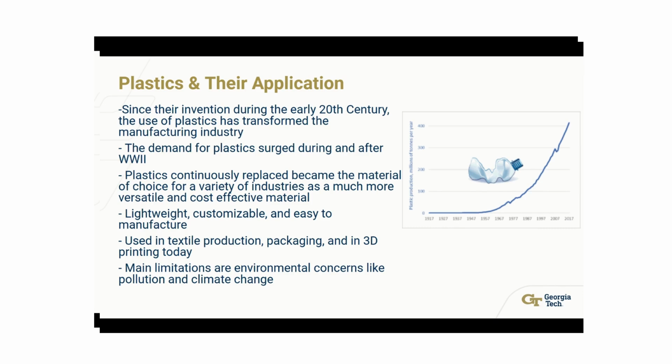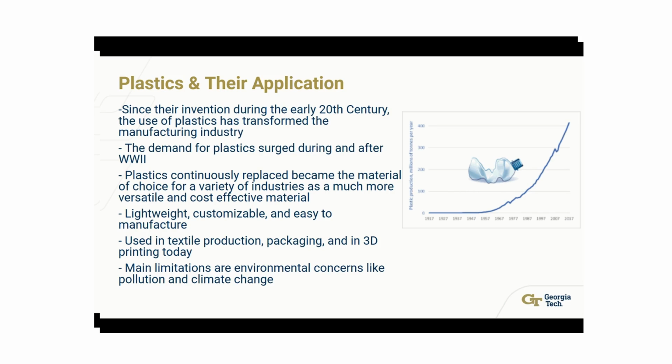Demand for plastics really surged after World War II, during the 1950s and 60s. As you can see on this graph, it almost exploded, an exponential rise in terms of the amount produced and demanded. So it continuously replaced materials that had been used in products before, like dashboards in cars were usually made out of metal, but then they were eventually replaced with plastic.